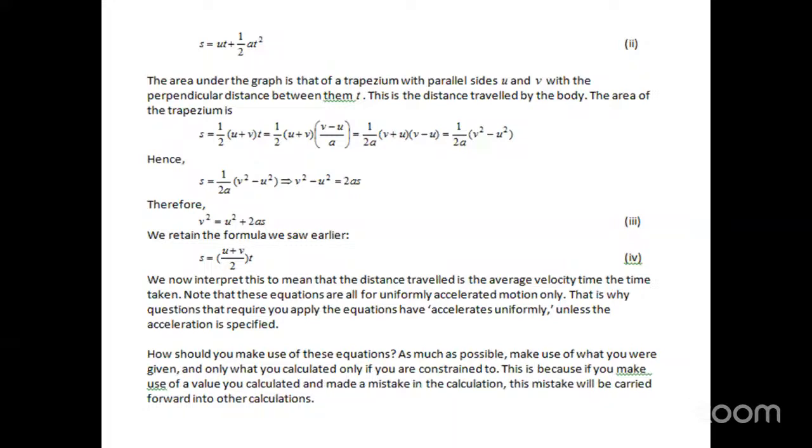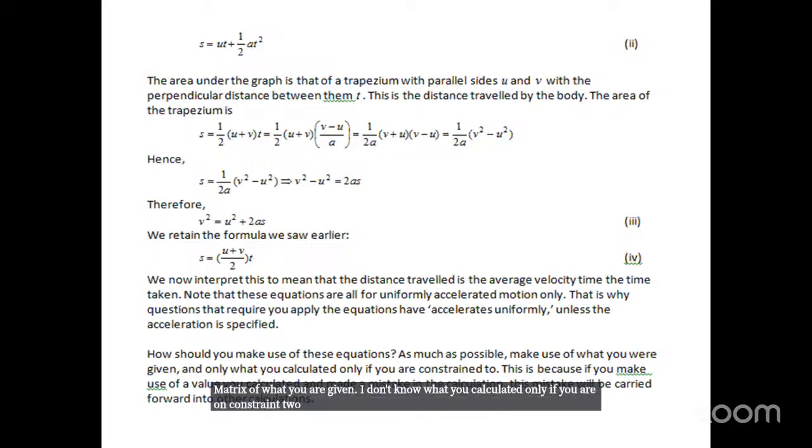How should you make use of these equations? As much as possible, make use of what you are given, and only what you calculated, only if you are constrained to. This is because if you make use of a value you calculated and made a mistake in the calculation, this mistake will be carried forward into other calculations.